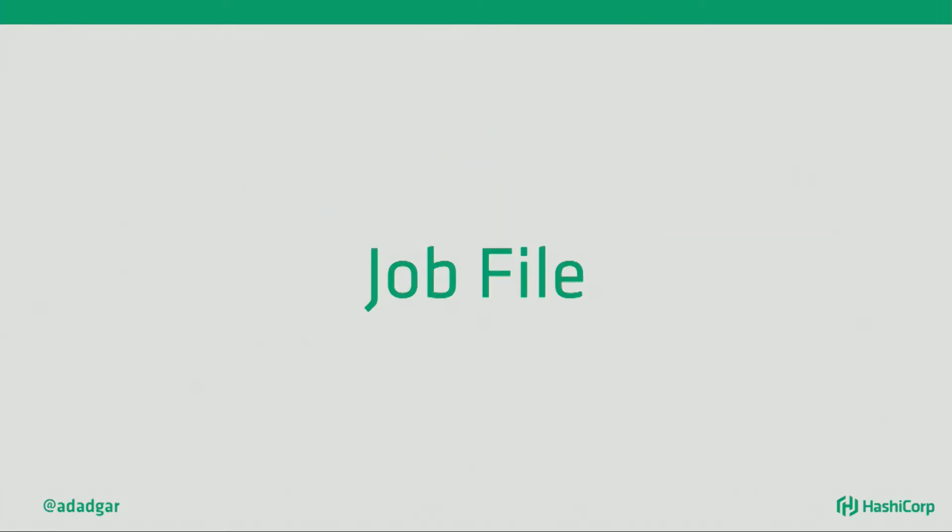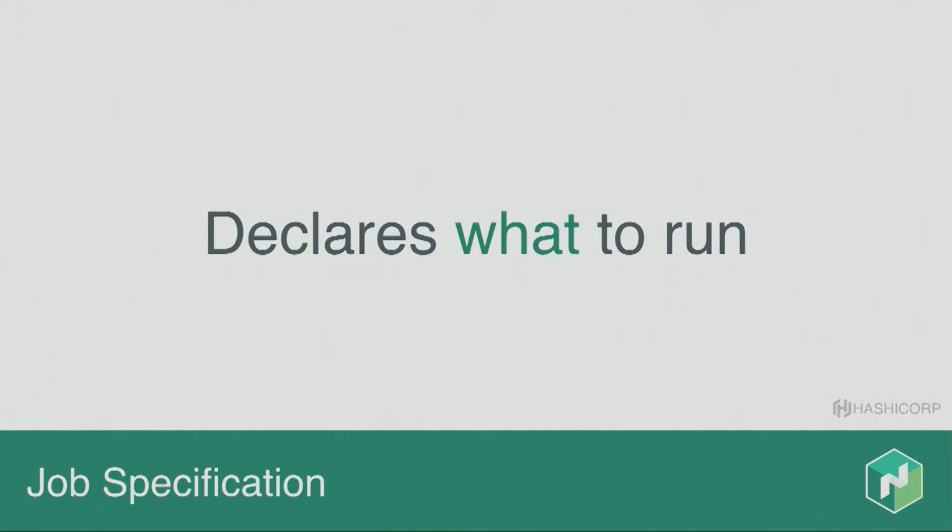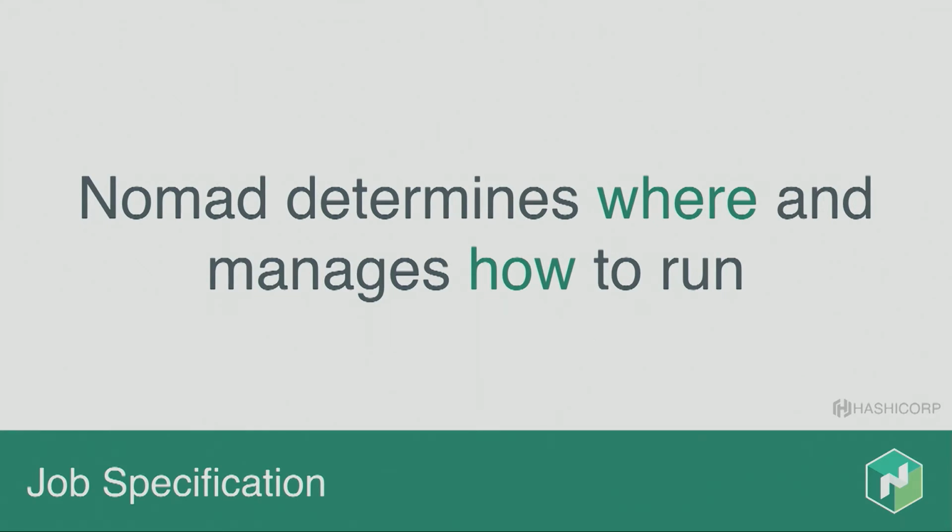Before we do that, I'd like to briefly go through the job file, which is the input to Nomad that describes the job and its requirements. So this is a simple job file that you could actually give to Nomad and it would run. It defines a job named Redis. There's a single task in it. And it's incredibly simple to read and write. Critically, the job file in Nomad declares what to run. It's Nomad's job to determine how and where to run this thing.